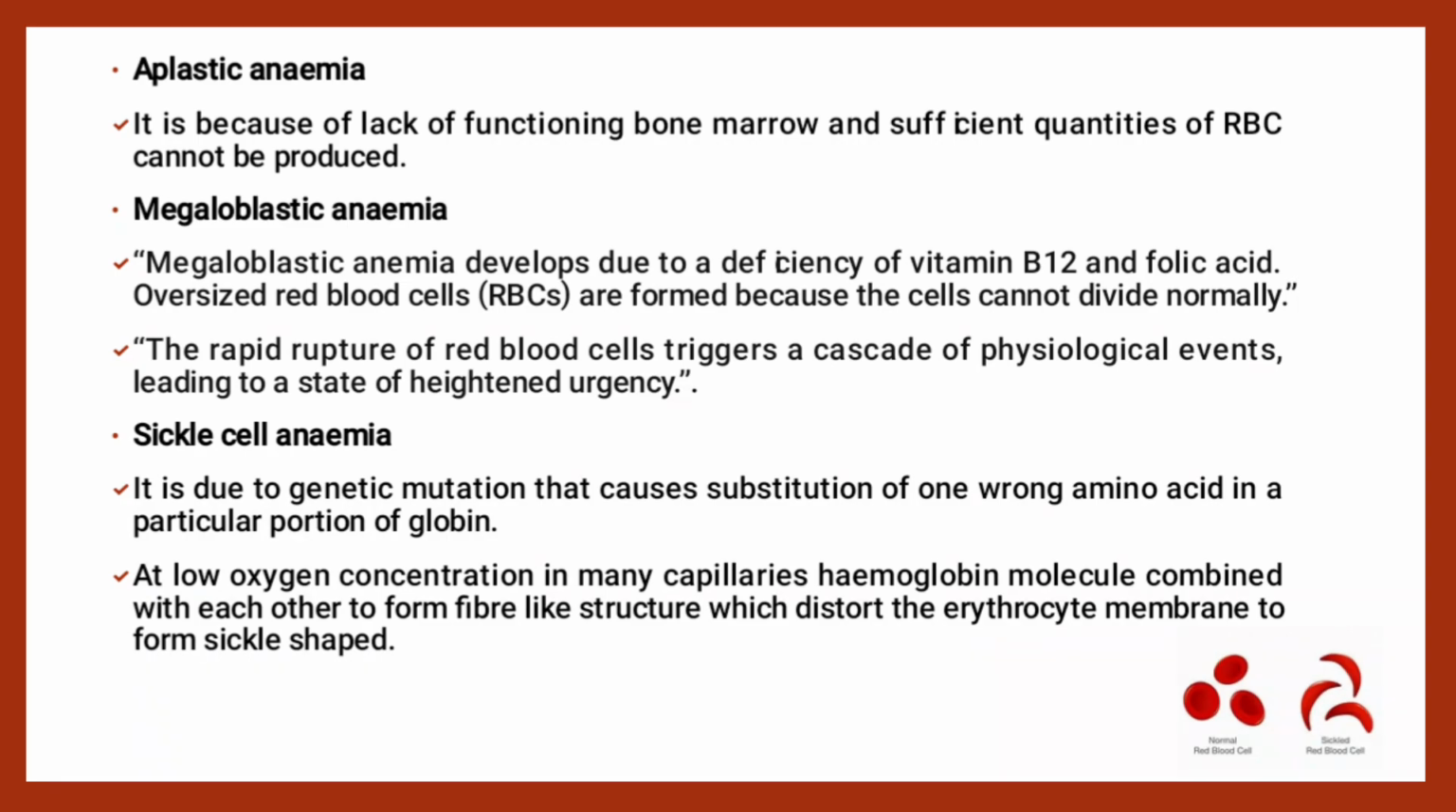Aplastic anemia is because of lack of functioning bone marrow, so sufficient quantities of RBCs cannot be produced. What is megaloblastic anemia? Megaloblastic anemia develops due to the deficiency of vitamin B12 and folic acid. Oversized red blood cells are formed because the cells cannot divide normally.